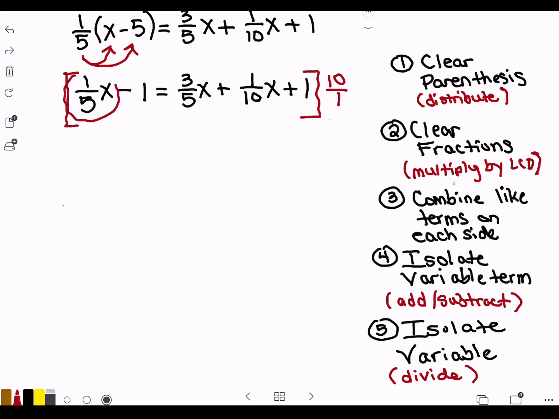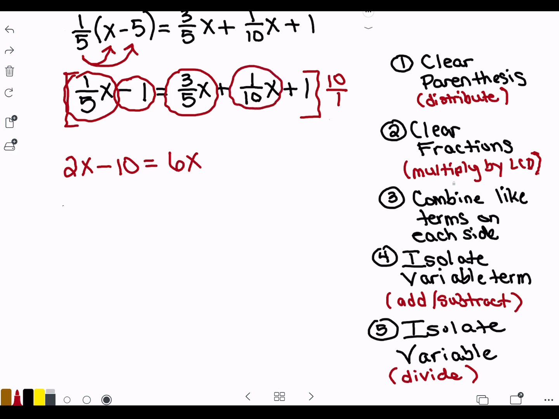So this first term, 1 over 5 times 10. If I do 1 over 5 times 10, that's going to give me 2. If I do negative 1 times 10, that gives me negative 10. If I do 3 over 5 times 10, that gives me 6. So that's 6x. And then I do 1 over 10 times 10, that gives me 1, or I can just put x. And then 1 times 10 is 10.